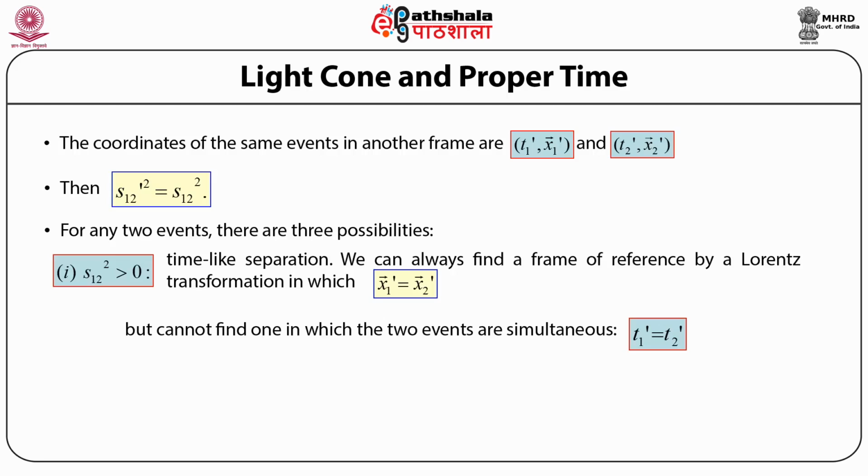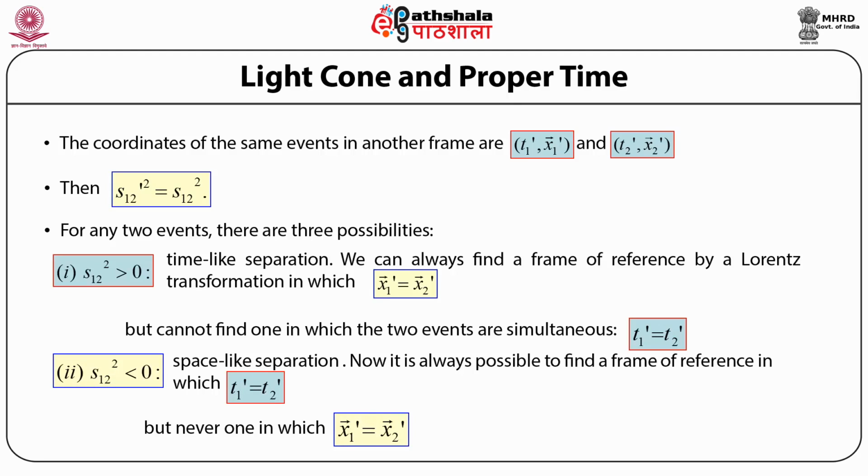This is something that we can see from the above equation in which we have defined s12 squared: if x1 vector is equal to x2 vector, then the quantity on the right hand side of the equation is positive. But if we put t1 prime equal to t2 prime, then the quantity on the right hand side becomes negative and hence does not satisfy this possibility.